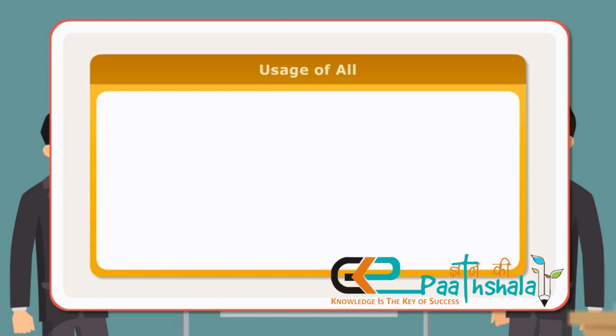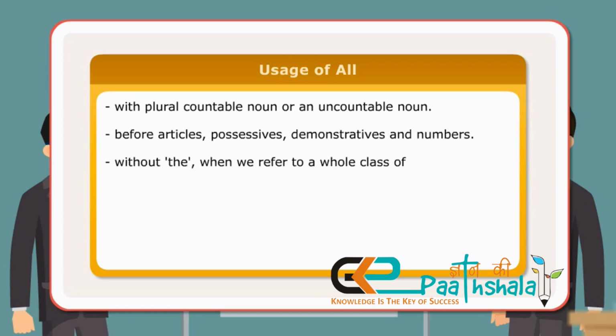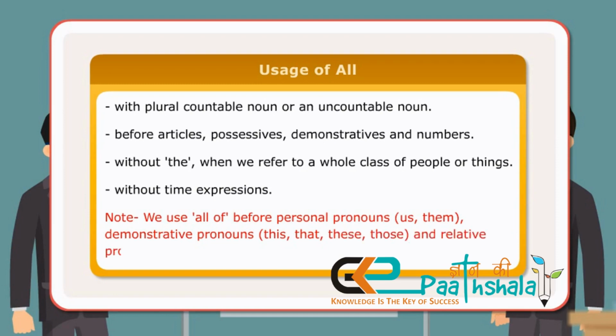Usage of all. We use all with plural countable nouns or an uncountable noun, before articles, possessives, demonstratives, and numbers, without the when we refer to a whole class of people or things, and without time expressions. Note: we use all of before personal pronouns, us, them, demonstrative pronouns, this, that, these, those, and relative pronouns, whom, which.